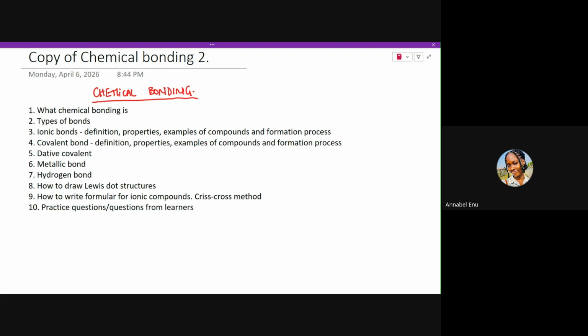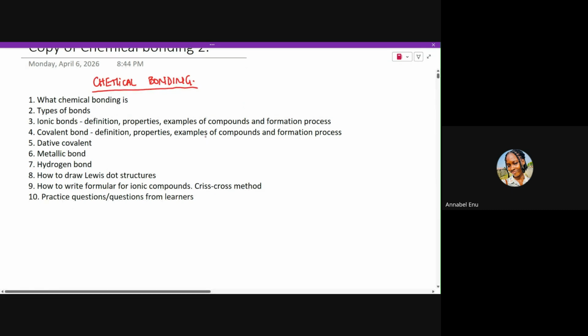Okay. Now we have different types of bonds, and the common ones that you would see in WAEC, for example, we have ionic bond, we have covalent, we have dative, which is a type of covalent bond. We also have metallic bond and hydrogen bond. Now let's begin from ionic bond.